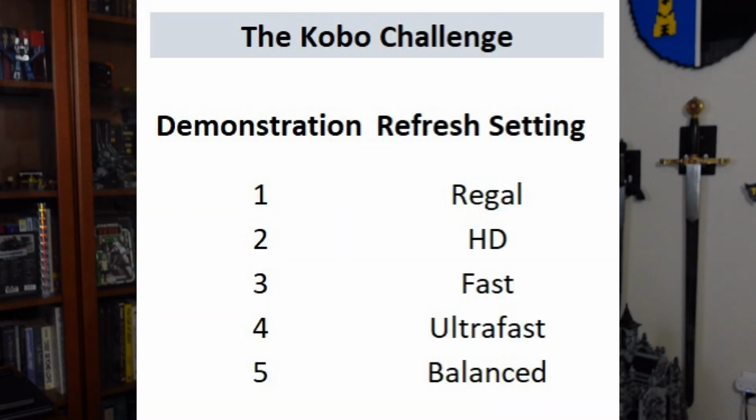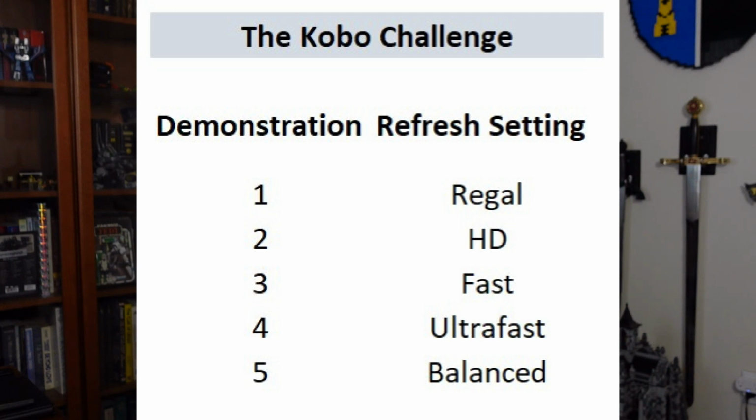Okay, so that was our first demonstration, and now I want to share with you the results. The first example was Regal in action. The second example was HD. The third example was fast. The fourth was ultra fast. And of course, that means the fifth, therefore, was balanced.